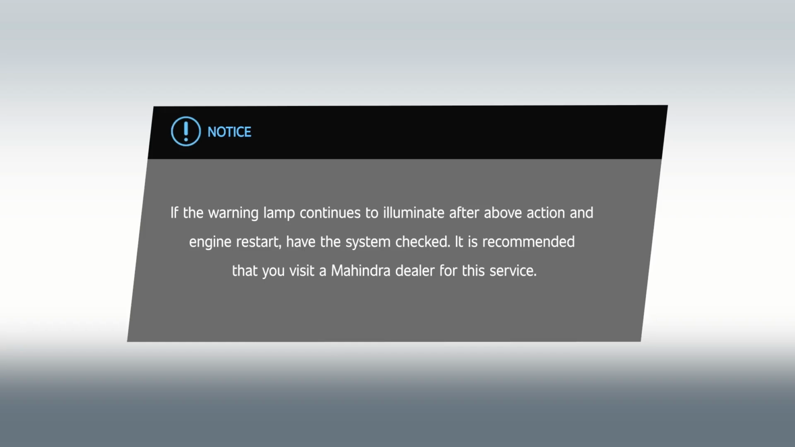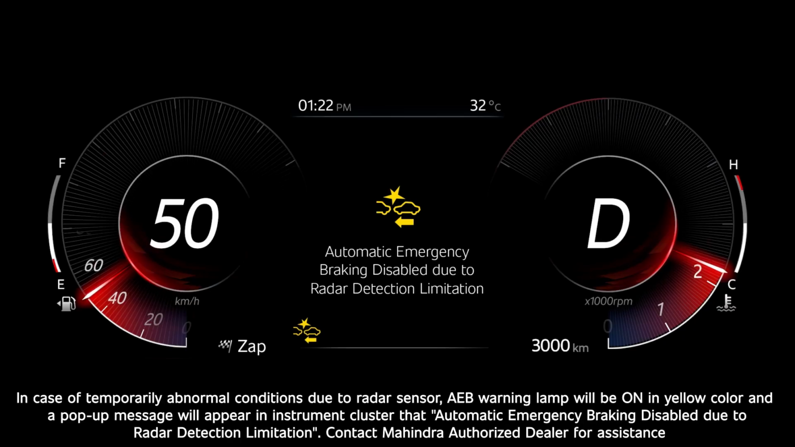Notice: in case of temporarily abnormal conditions due to radar sensor, AEB warning lamp will be on in yellow color and a pop-up message will appear in instrument cluster that automatic emergency braking disabled due to radar detection limitation. Contact Mahindra authorized dealer for assistance.